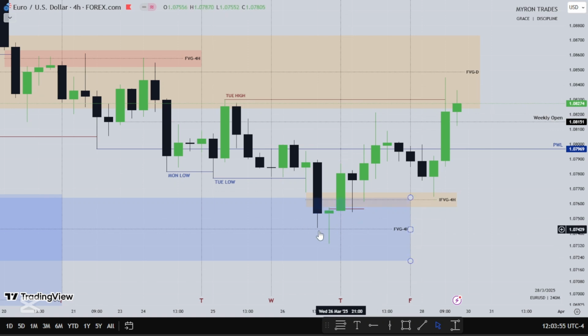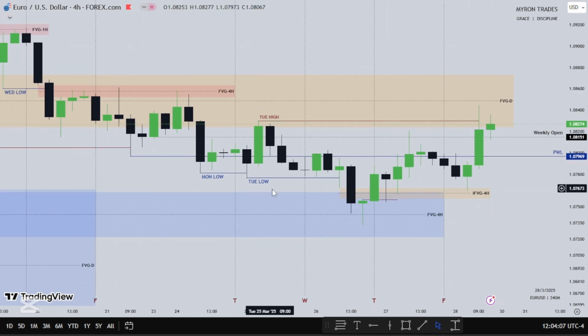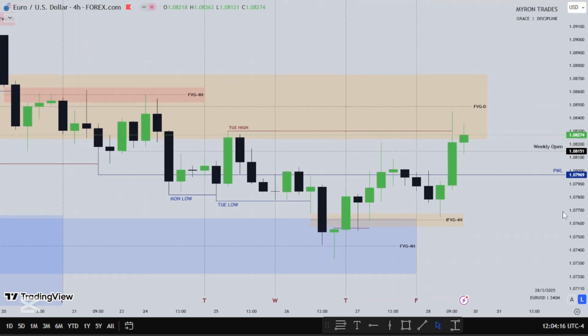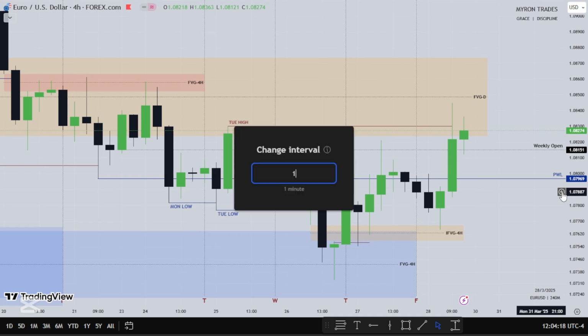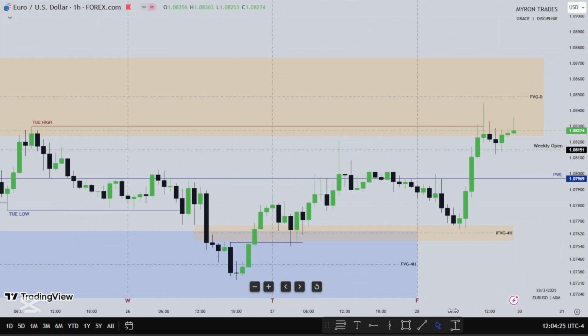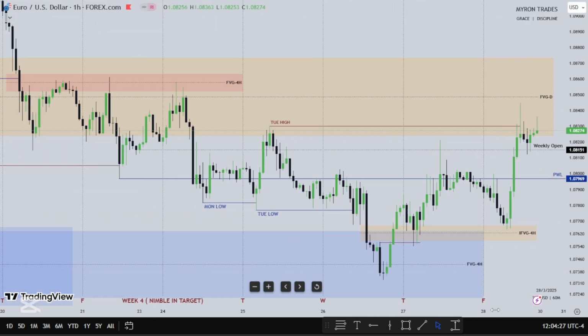Bounces off the 4-hour fair value gap, tries to go higher, retraced down again and went higher with Friday's price action. Can you see how muddy the price action is? It's up, down, up, down, up. So let's head down to the 1 hour time frame for more pronounced price moves and what the week did.